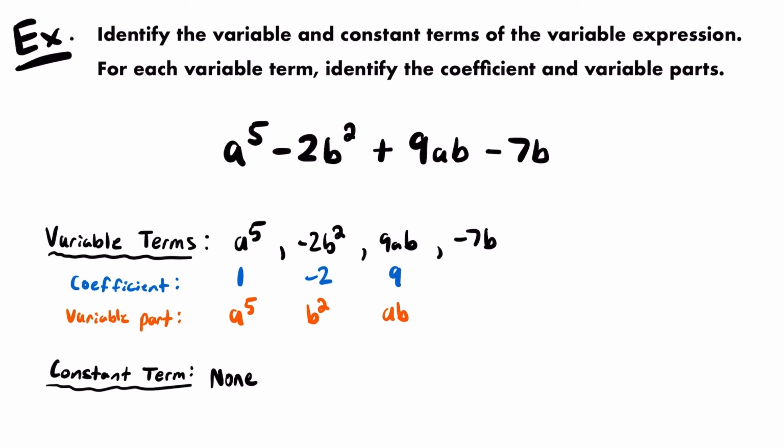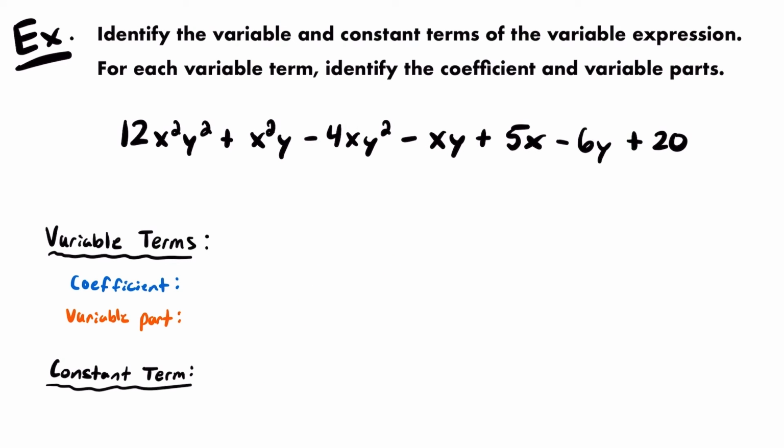And then finally, we have negative 7b. The coefficient, or the number out front, is negative 7. So I'll write down negative 7, and then the variable part would just be b. Okay, and so with that, we have now completed this example. Let's take a look at one more example for this video.